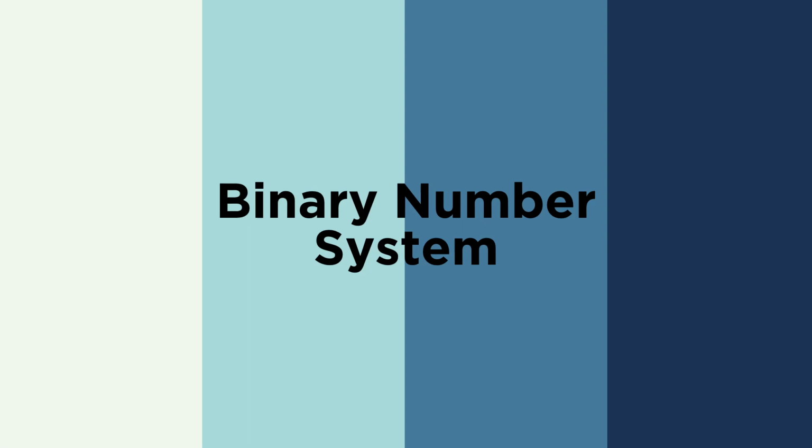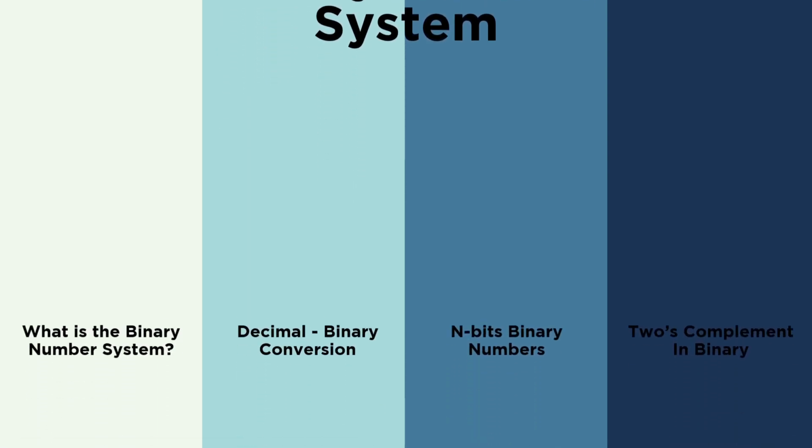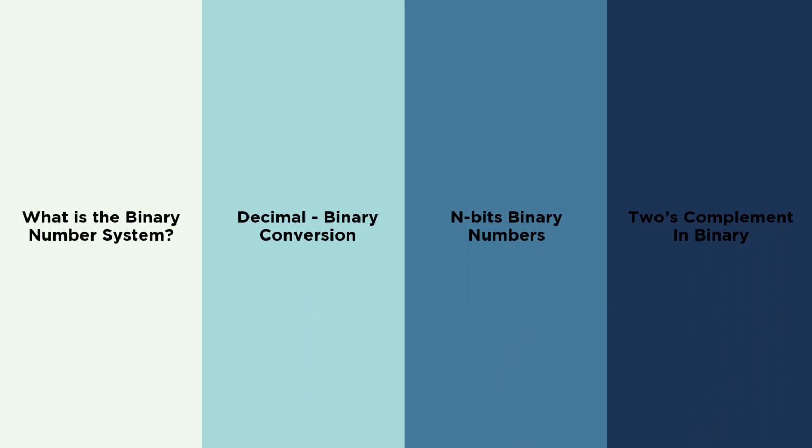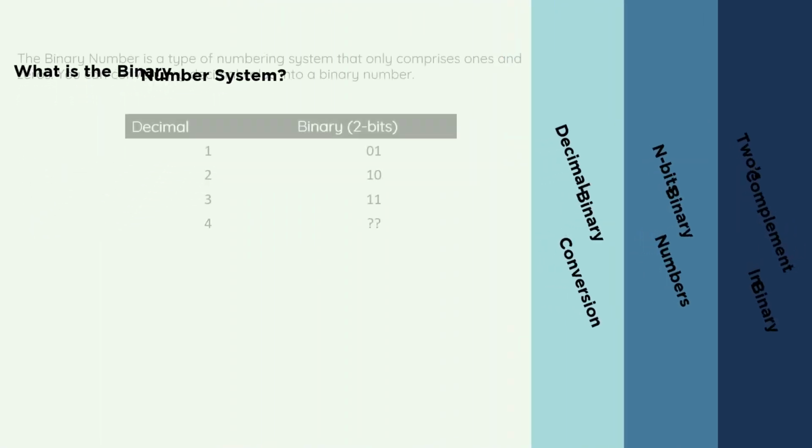It is a base 2 number system, and we will be taking a look at four main parts of the binary number system. Starting first, we have what is the binary number system.